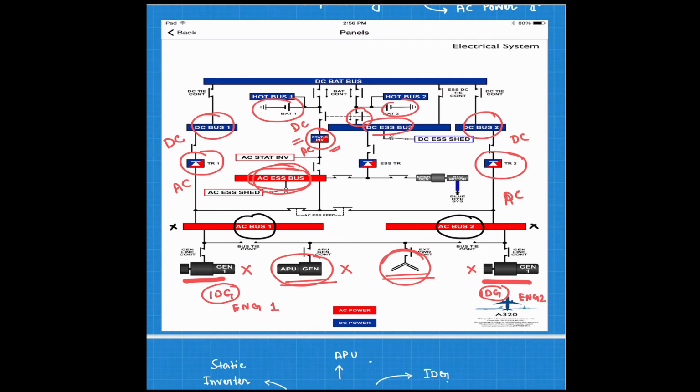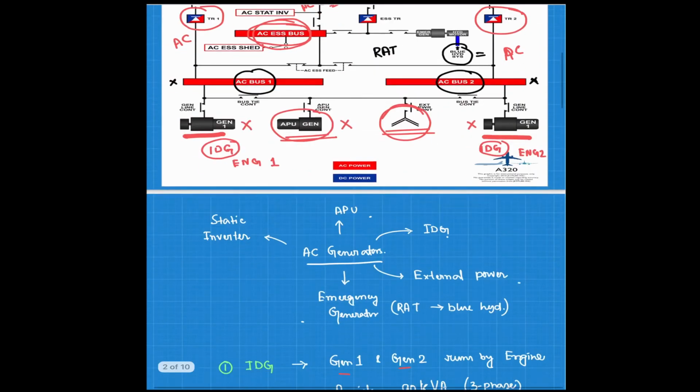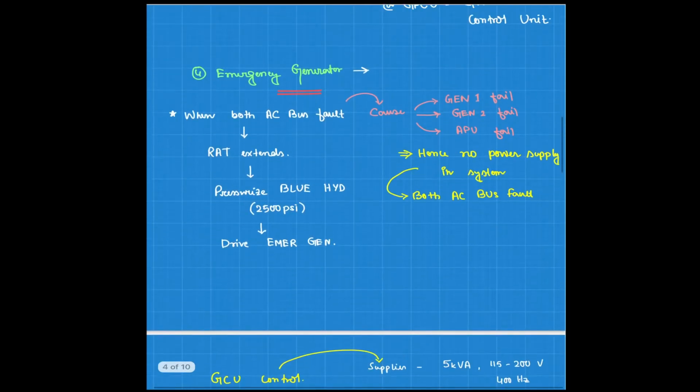When the AC buses fail, then for the blue hydraulics, there is a RAT actually. There is a system called the ram air turbine, which extends below the aircraft, and it is like a small fan which pressurizes the blue hydraulic system. So when both AC buses are faulty, the ram air turbine extends and pressurizes the blue hydraulic system, which is a low pressure system, at 2500 psi.